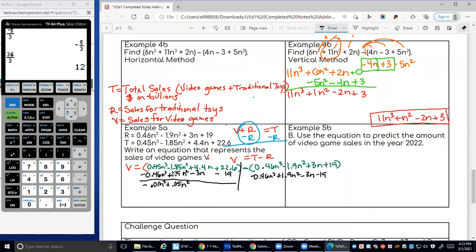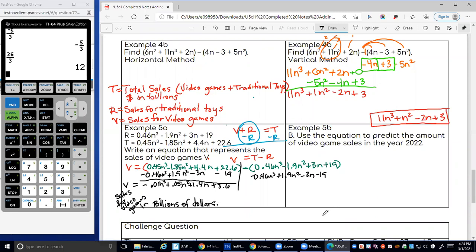Keep the sign of the larger one, right? $4.40 minus $3, $1.40, right? And $22.60 minus 19, that's plus $3.60, right? There you go. So we got all of that beautifulness representing the sales of video games in billions of dollars.